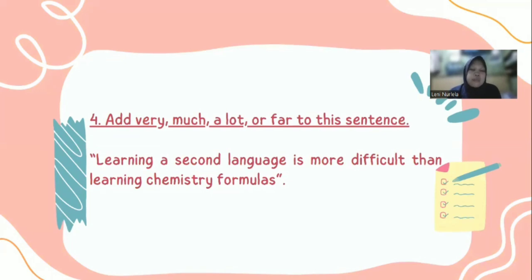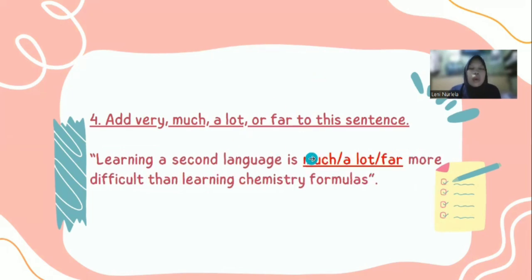Next, number 4. Add "very much," "a lot," or "far" to the sentence. Learning a second language is more difficult than learning chemistry formulas. Why do I use "much," "a lot," or "far"? Because much, a lot, and far are used to modify comparative adjectives and adverbs.